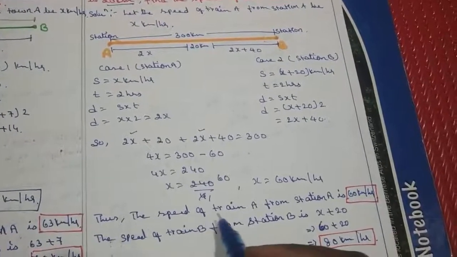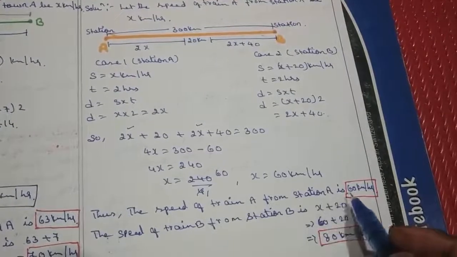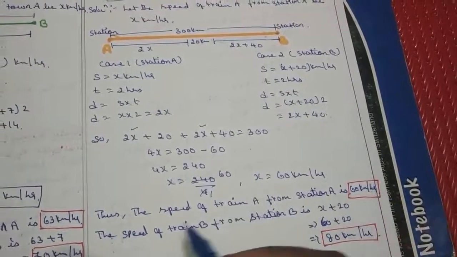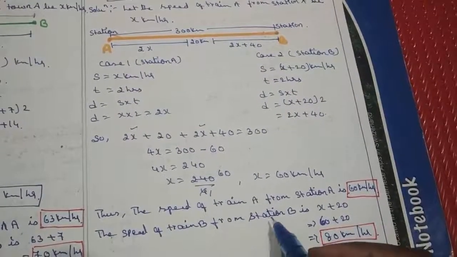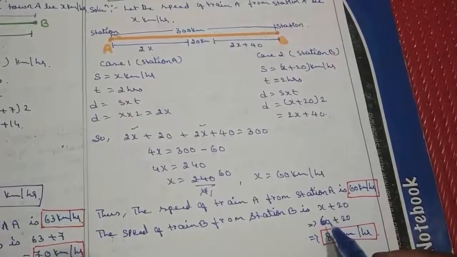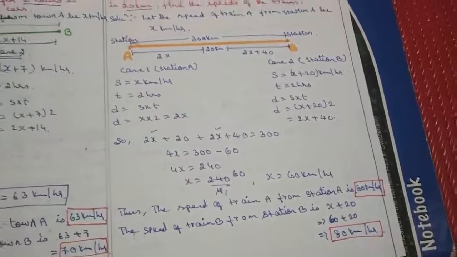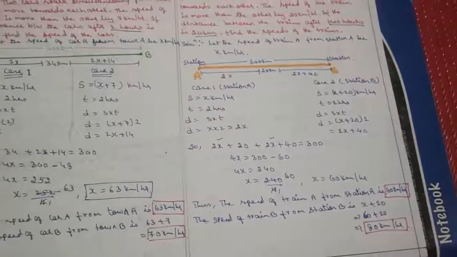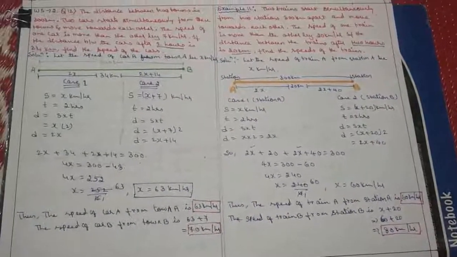Thus, the speed of train A from station A is 60 km per hour, and the speed of train B from station B is x plus 20, that is 60 plus 20 equal to 80 km per hour. This is how we need to solve, children.